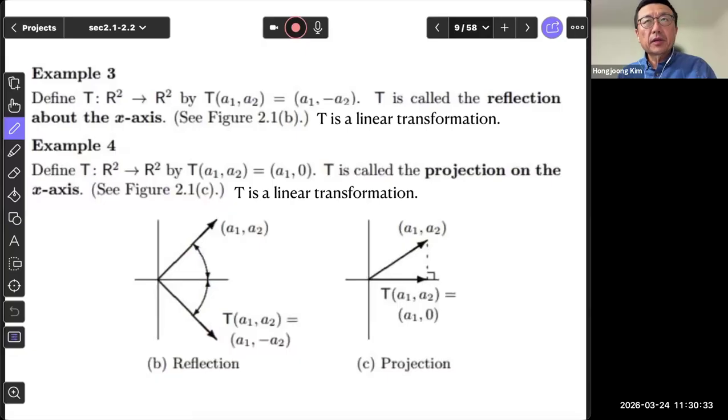And another example is a reflection. Reflection about the x-axis is a mapping which maps the A1, A2 pair to A1 and negative A2. So graphically, given the A1, A2 pair, the image is on the opposite side of the x-axis.